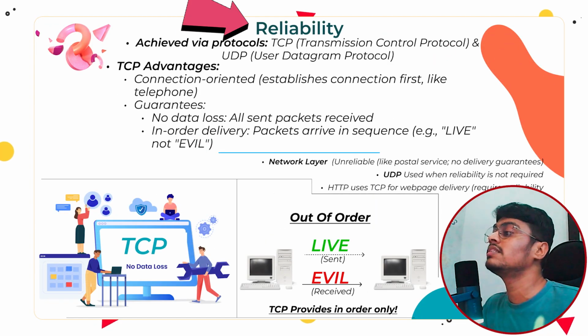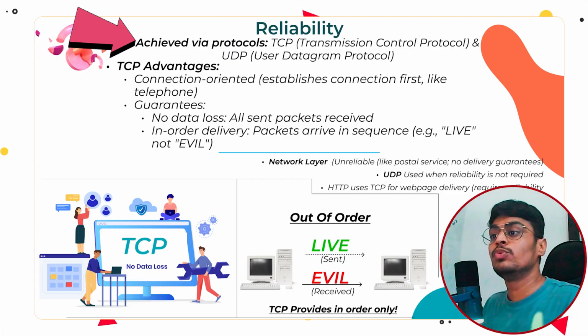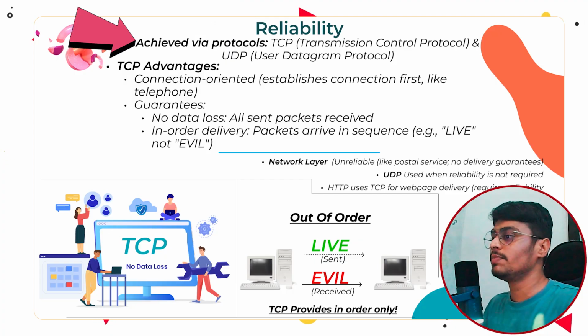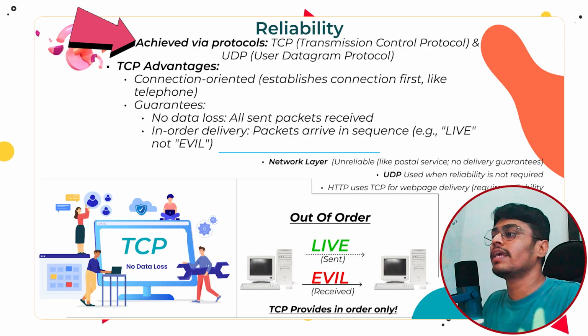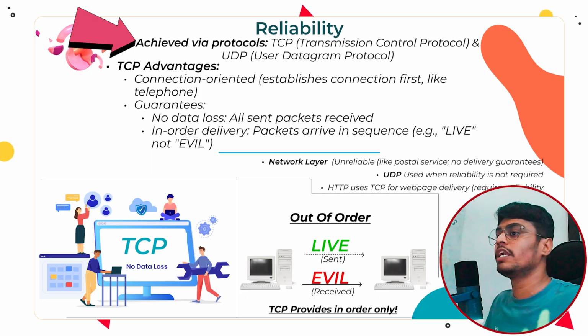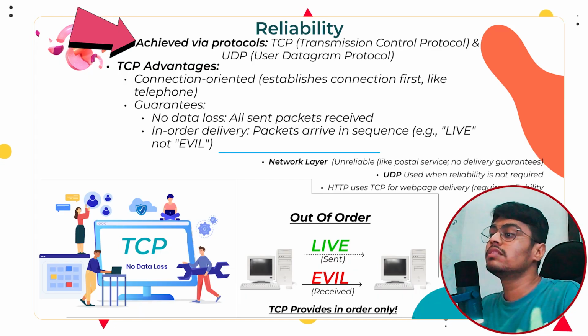Okay, now the second responsibility of the transport layer is reliability. The transport layer uses two majorly used protocols, TCP and UDP, transmission control protocol and user datagram protocol. Other protocols like SCTP exist, but the most important protocols are TCP and UDP. Now, if I'm using TCP, what is the advantage here?